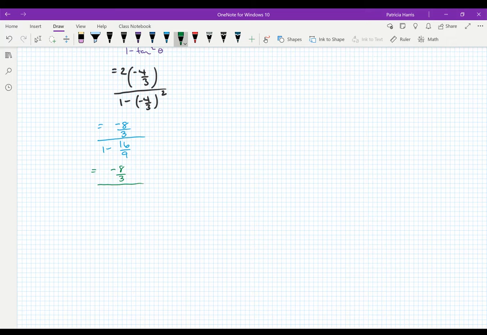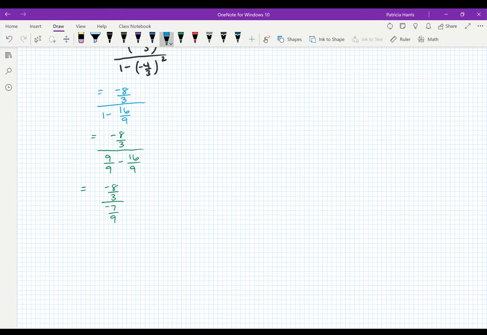And again, I'm showing you this with absolutely no calculator. Okay, so we have 9 minus 16, which is a negative 7 over a 9. Remember, when you add or subtract fractions, your denominator doesn't change.